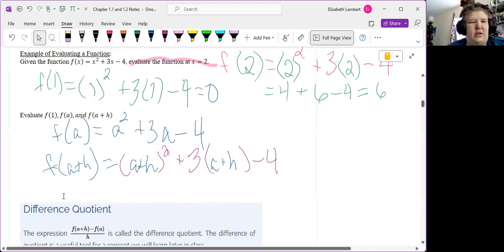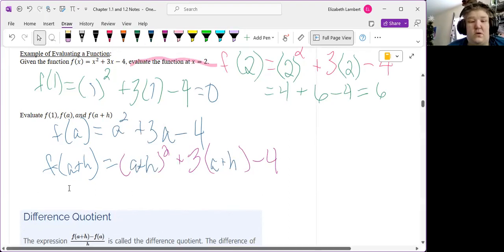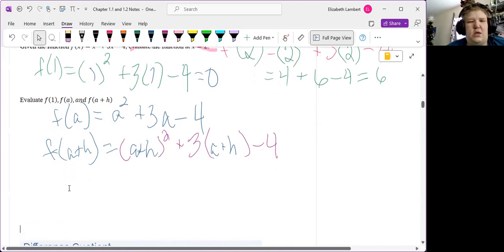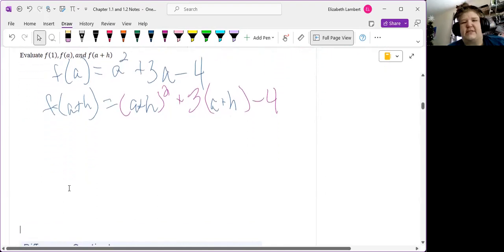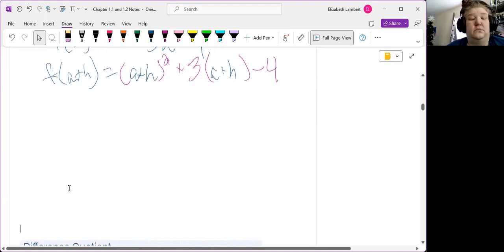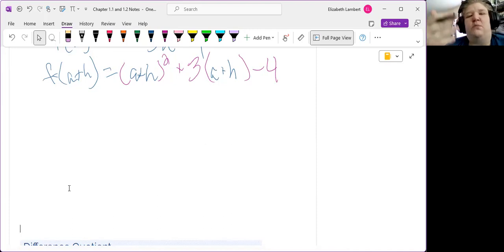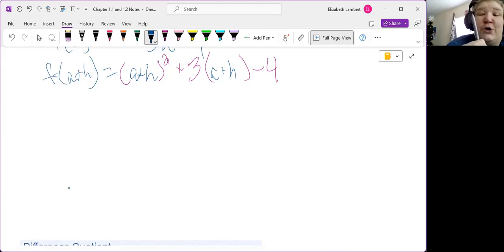And let me make a little more room because I write so big. All right. Since we're actually going to have to do something with this, we need to clean it up a little more, get rid of the parentheses. So a plus h squared, that is a binomial squared. We're going to need to FOIL and multiply that out.